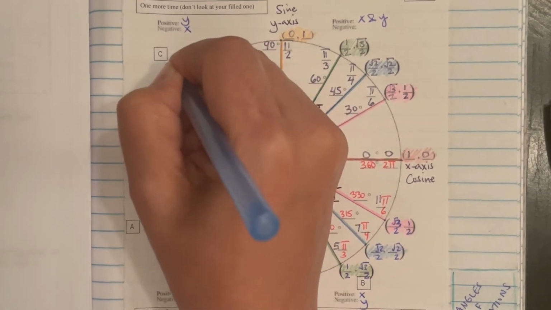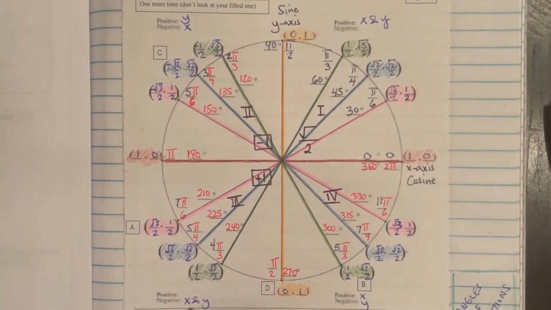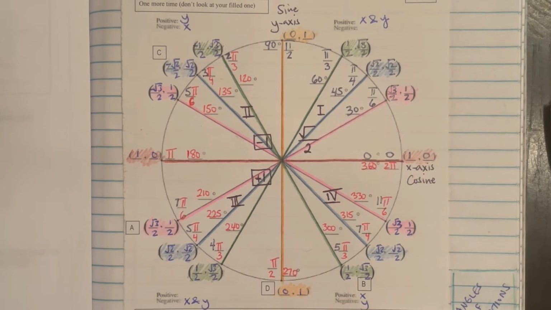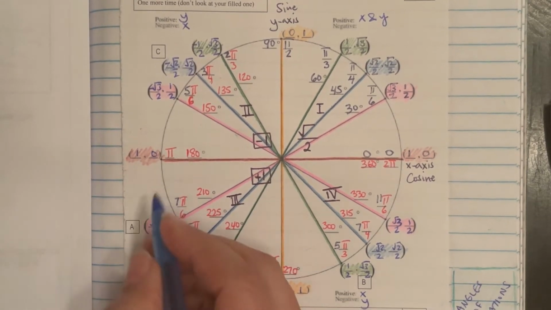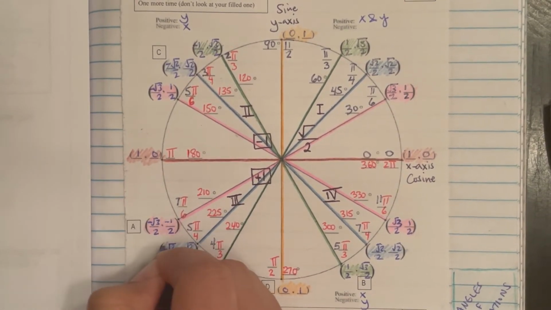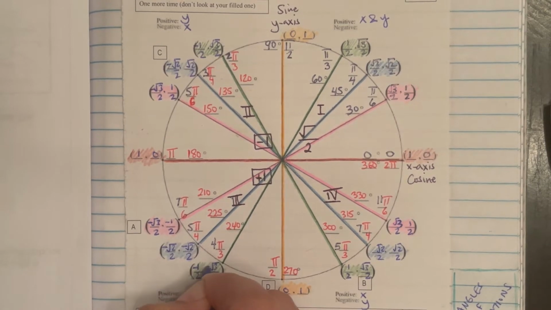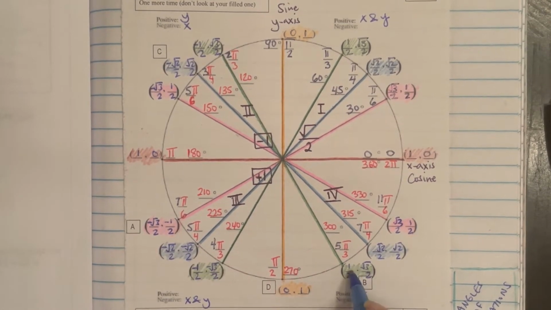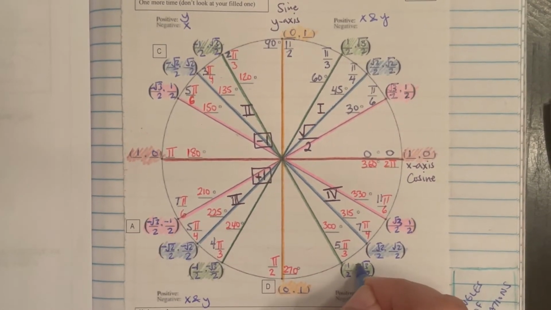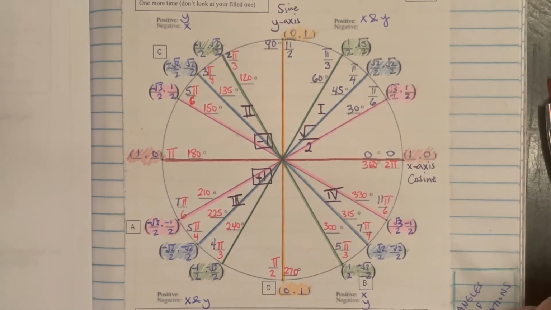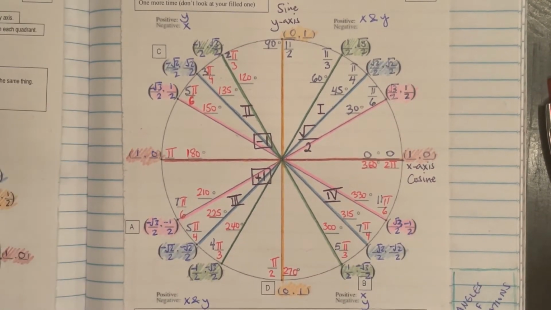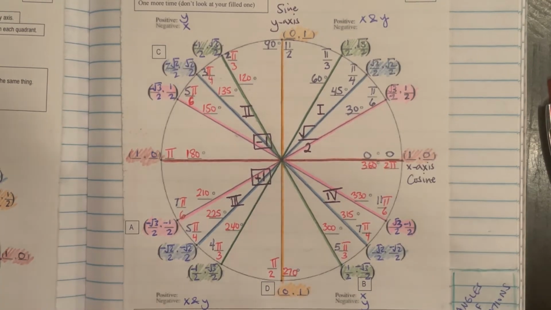So according to this, only the x's are negative, so the first values are negative. In the third quadrant, both of them are negative. So we're going to label negative, negative, negative, negative, negative, negative. And in the fourth quadrant, only the y is negative, so the second value is negative. All right, that's it. That's the unit circle memorized. So if you know the first quadrant, you can do the whole unit circle.